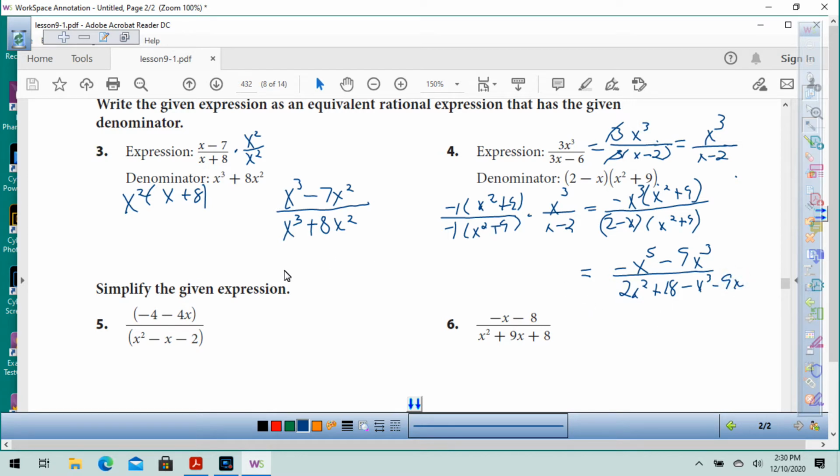I might want to rewrite that. So I got negative x to the 5th minus 9x cubed over, and I got negative x cubed. That takes care of that. And then I got plus 2x squared, and then I got minus 9x, and then plus 18. And there we go.